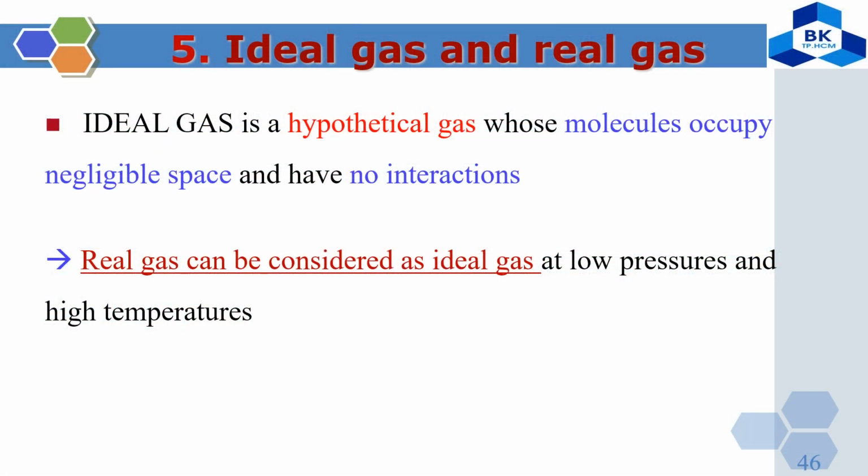That is the ideal gas. The ideal gas is a hypothetical gas whose molecules occupy negligible space and have no interaction. It means the molecules have a very small volume compared with the whole volume, and there is no interaction between the molecules. So a real gas can be considered an ideal gas at low pressure and high temperature.